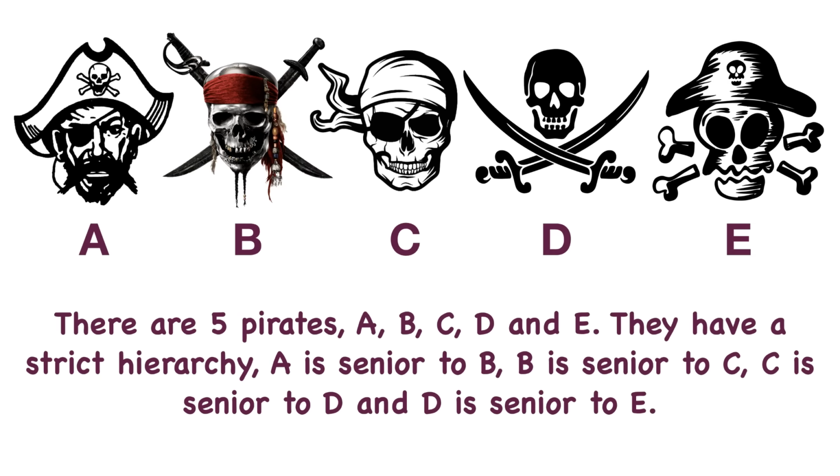There are 5 pirates: A, B, C, D and E. They have a strict hierarchy. A is senior to B, B is senior to C, C is senior to D and D is senior to E. So it is like A's age is greater than B, B's age is greater than C, C's age is greater than D and D's age is greater than E. And this hierarchy is very strict.